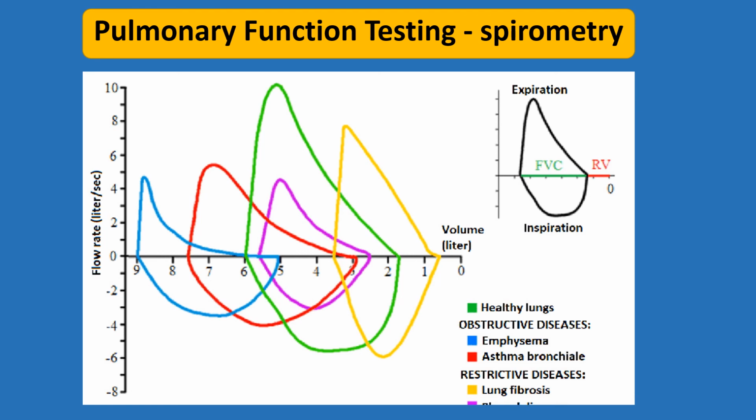Here we have healthy lungs with green color. You see an inspiration and expiration. Obstructive diseases, here we have emphysema, asthma, and restrictive diseases, lung fibrosis, here in yellow color.